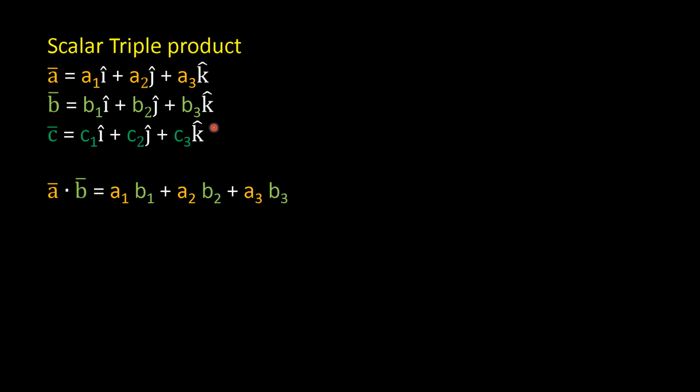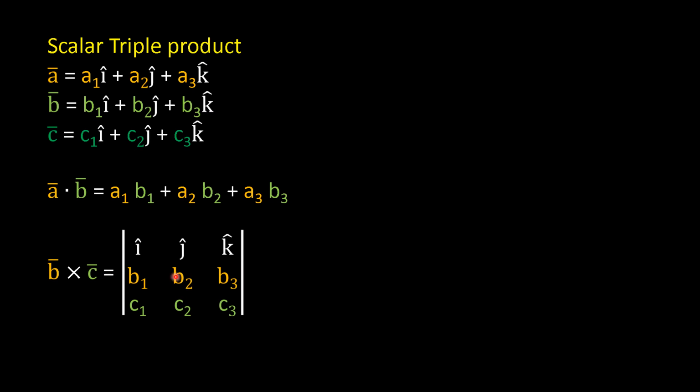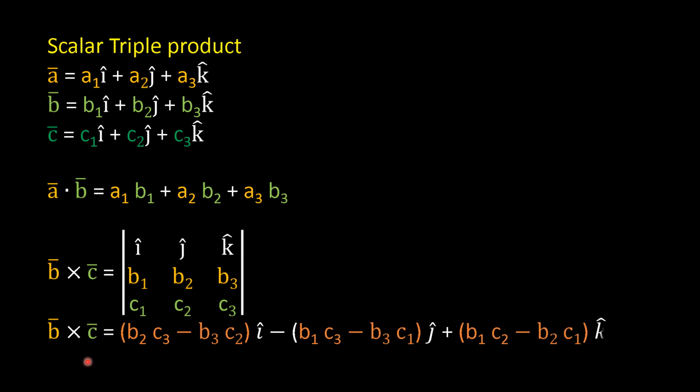and k. We also know the vector or cross product of b bar and c bar, which is a determinant in i, j, k, b1 b2 b3, c1 c2 c3, which is a vector b bar cross c bar given as b2 c3 minus b3 c2 i minus b1 c3 minus b3 c1 j plus b1 c2 minus b2 c1 k.